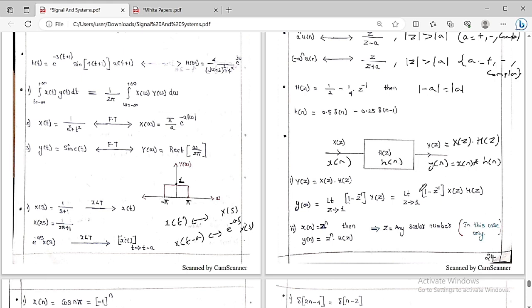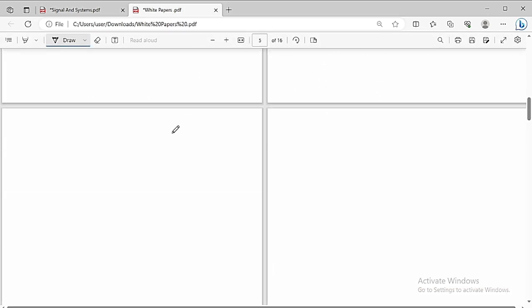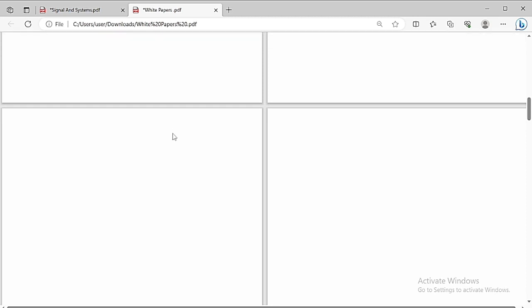Now if you want to find the final value, y(infinity) is the limit as z tends to 1 of (1 minus z to the power of minus 1) into Y(z). So what is Y(z)? Y(z) is equal to X(z) into H(z). This formula is already given by the initial value theorem and the final value theorem. This one is in the Laplace transform and this one is in the z transform.